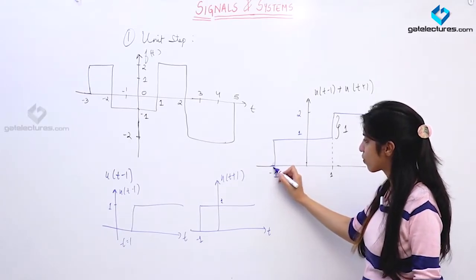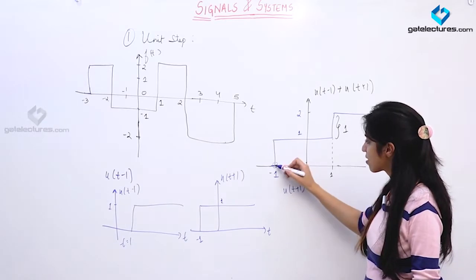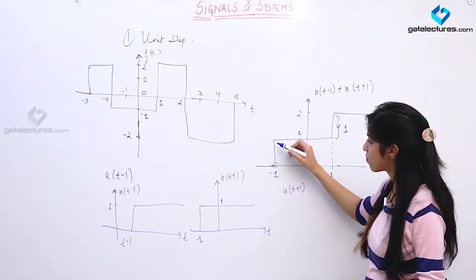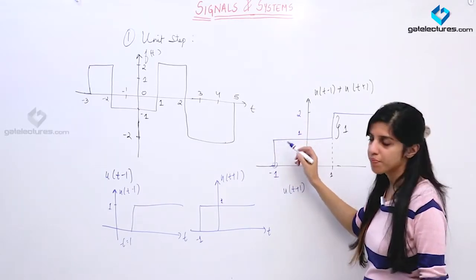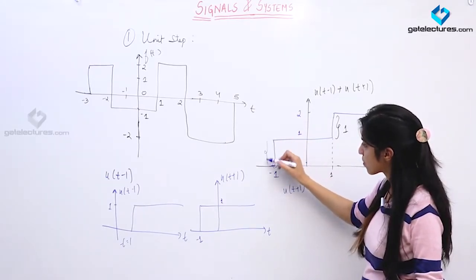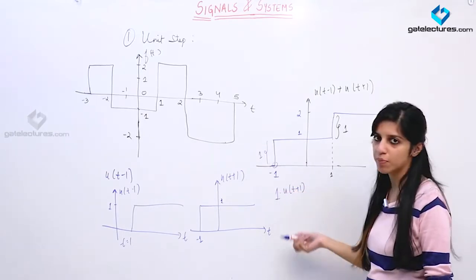A step at t is equal to minus 1. So I wrote this as u(t+1). Since step change means change in value. Initially the value was 0, finally the value became 1. So this is a step change of 1 unit. So this is what the coefficient is going to be, 1·u(t+1).